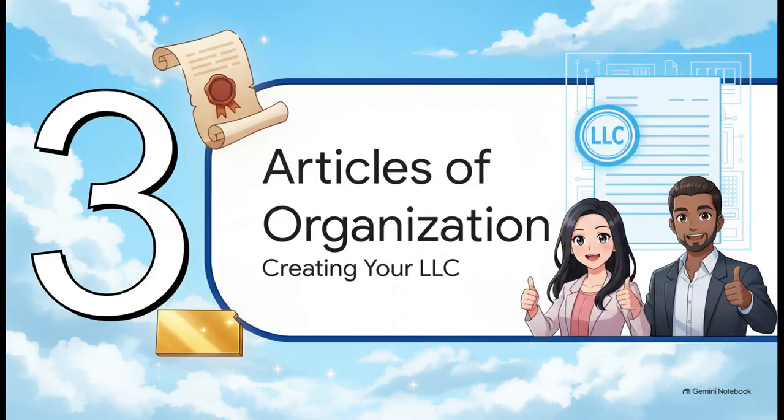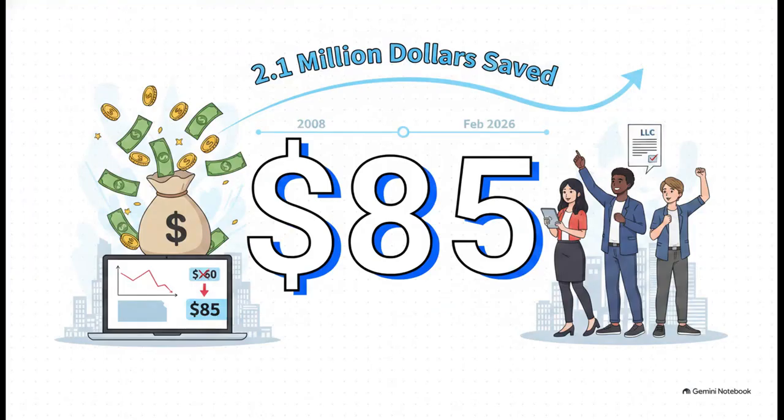Let's move on and see how this builds in Section 3, filing articles of organization. $85. Seriously, if you've done any research on this in the past, you were probably expecting a much higher number. But this is a massive, incredibly timely win for Kansas entrepreneurs. Back in February 2026, Kansas officially slashed the online filing fee from $160 all the way down to just $85. I mean, it is not every day the government actually lowers a fee by almost 50%, right?